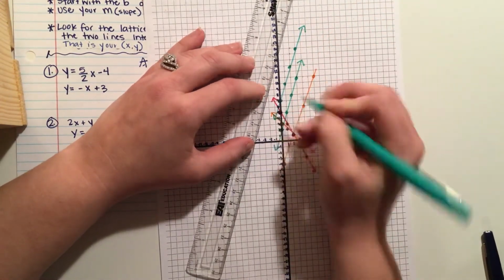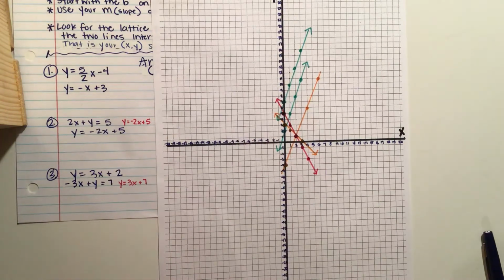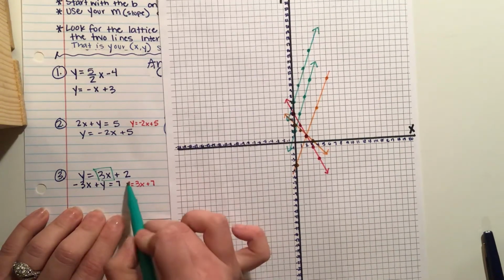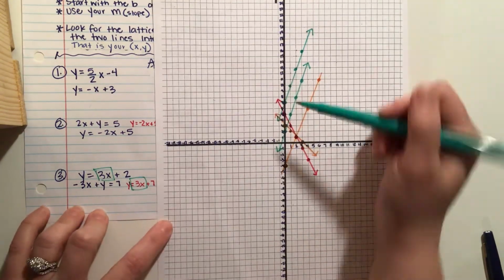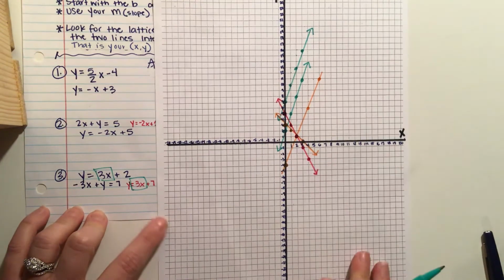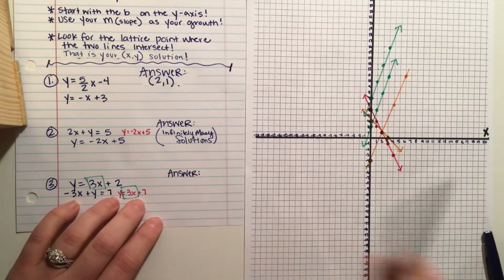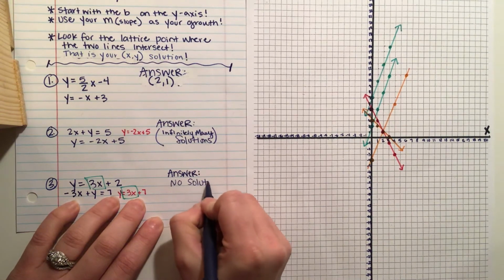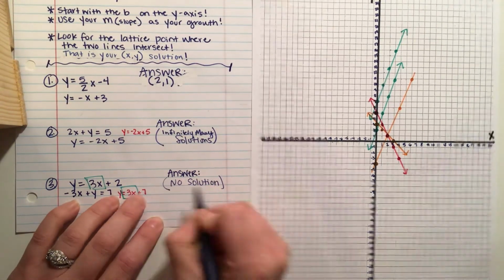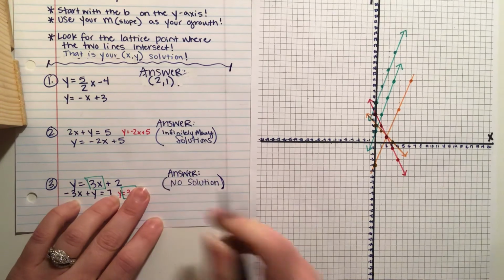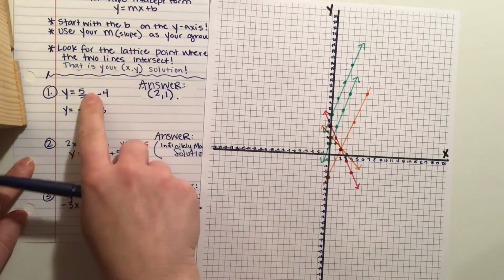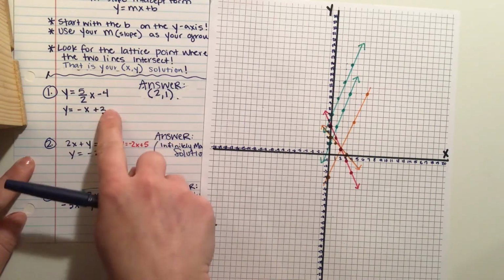No, they would not, because those lines are parallel. Do you know what makes them parallel? If you look back at your problem, they both had a growth of 3x. So the lines will never intersect. Your answer would be no solution. So the only time you're going to have an x comma y, like our orange lines, is when you have different slopes and different intercepts.